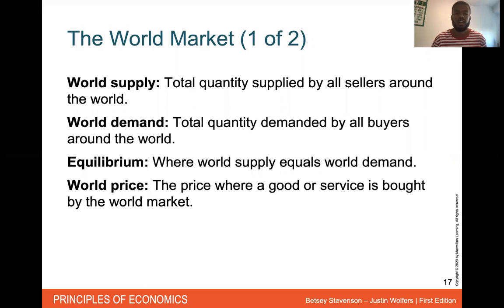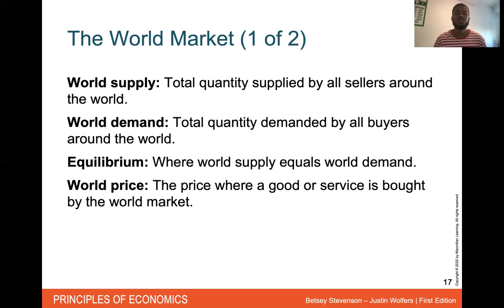So the world supply is the total quantity supplied by all sellers around the world for a good. So if we're looking at t-shirts, the world supply of t-shirts is going to be the sum of all producers of t-shirts. That would be the world supply. And same thing for demand. That's going to be the total quantity demanded by all buyers around the world.